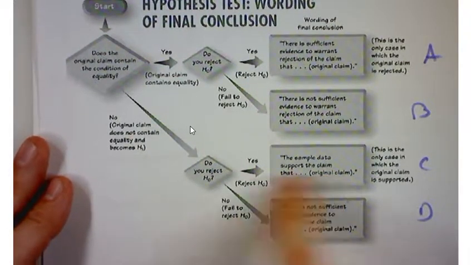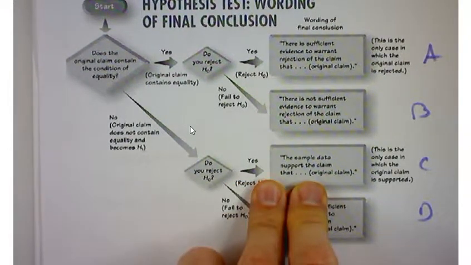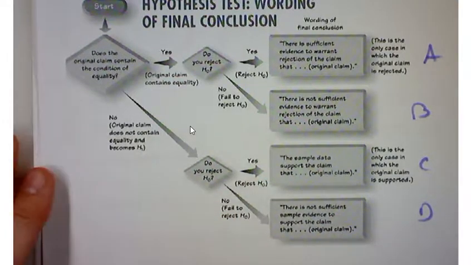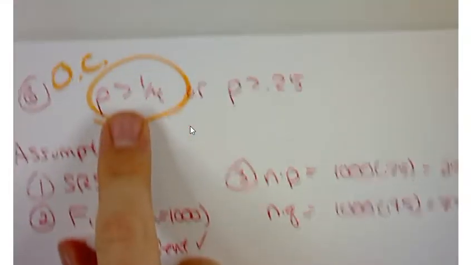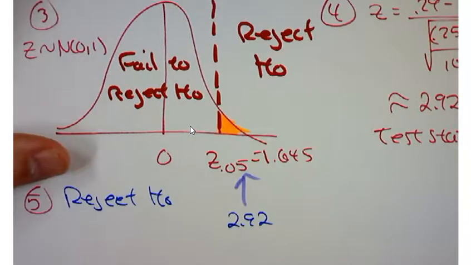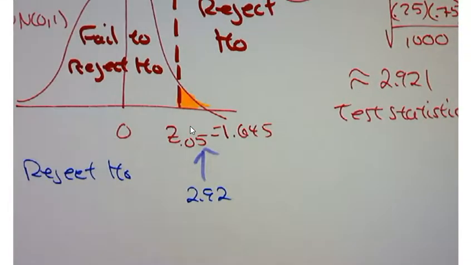Yes. So, this is how you'd word your conclusion. The sample data support the claim that. And now you've got to word the alternative hypothesis in words. It's no longer good enough to say, oh, well, P is greater than a quarter. So, as a last step, step 6, let's write our conclusion in words.